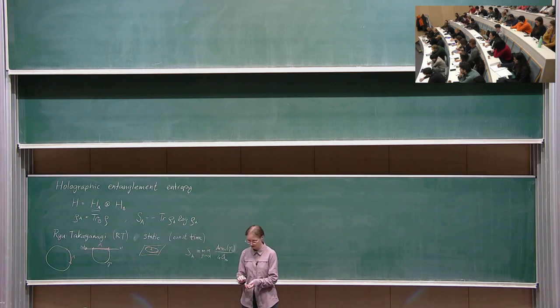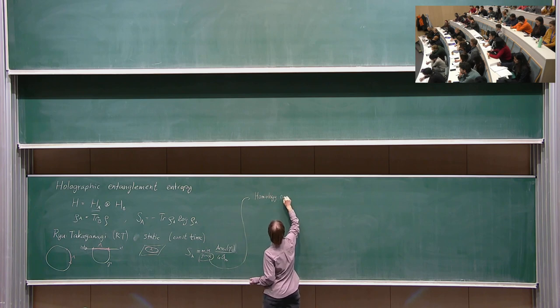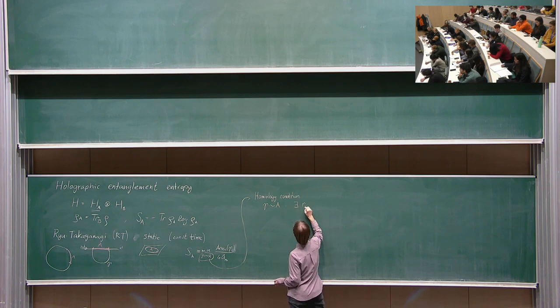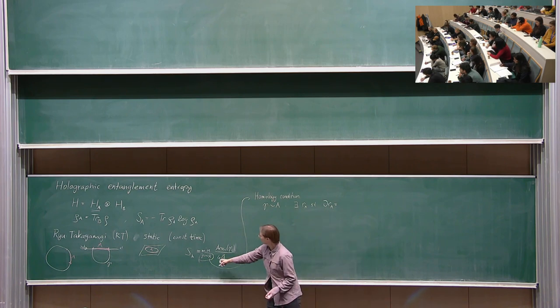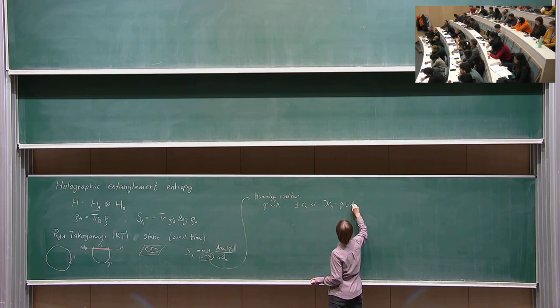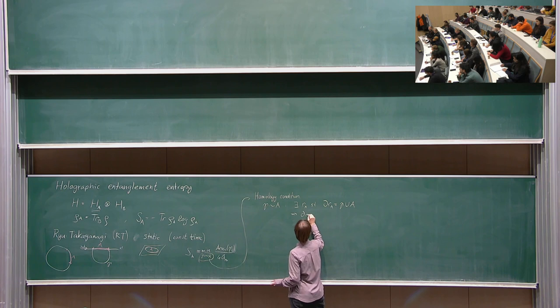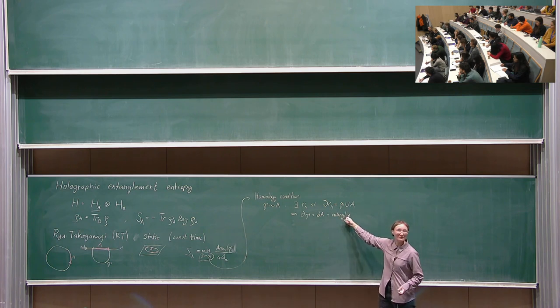So let me explain this part. This is a homology condition. A surface being homologous to A means that there exists some region, let me call it R sub A, such that the only boundaries of that region are given by that surface and the original region. So in particular, that implies that the boundary of the surface gamma is the same as the boundary of my region. This is something known as the entangling surface. Is this too small? No, it's fine. Okay.